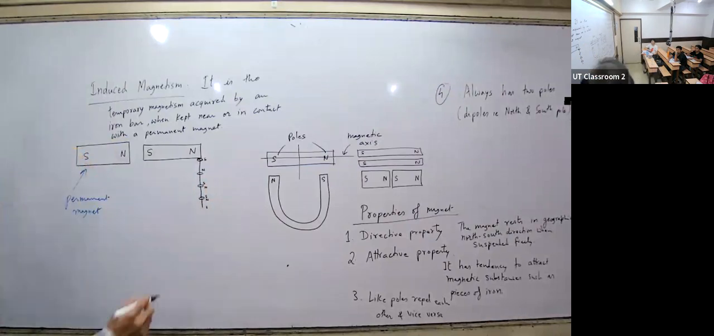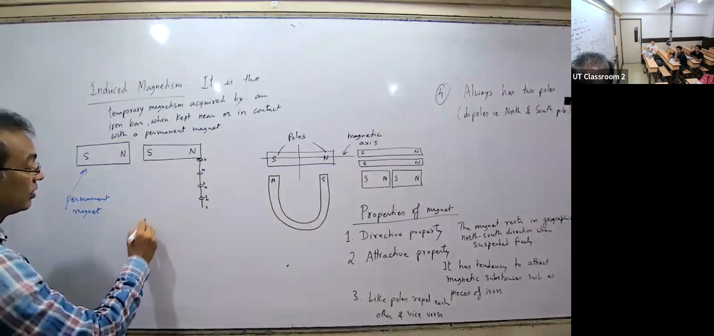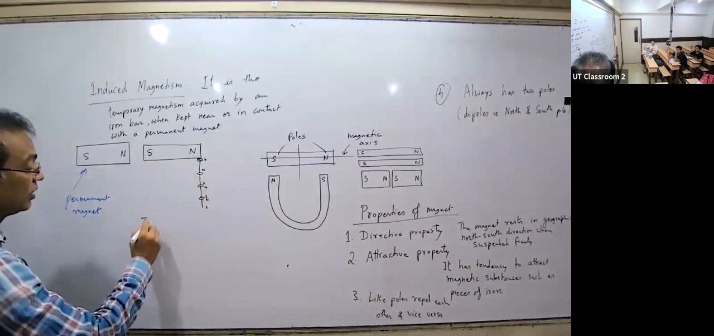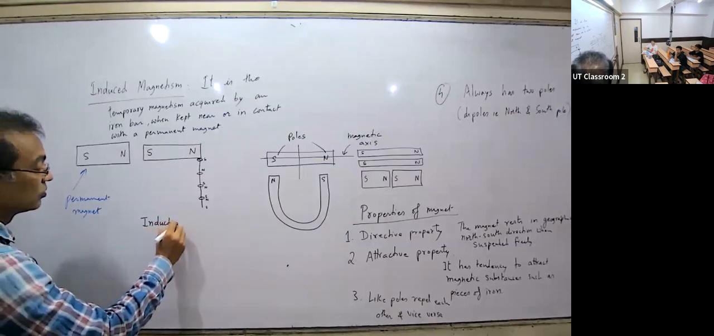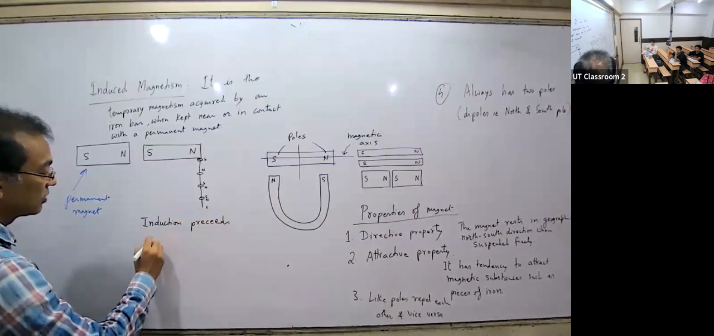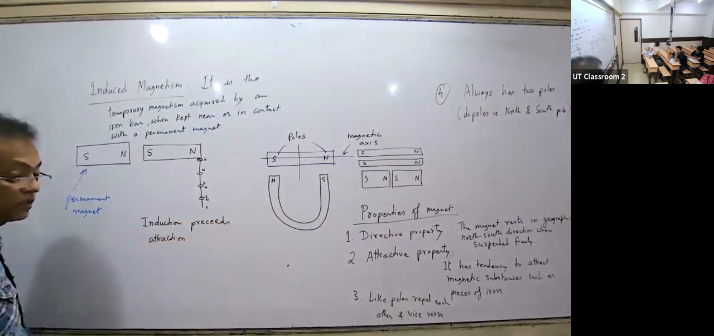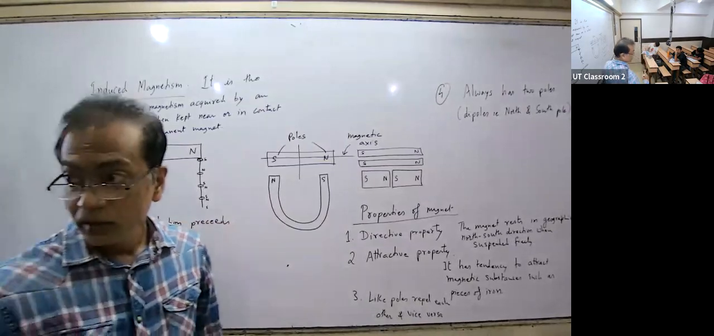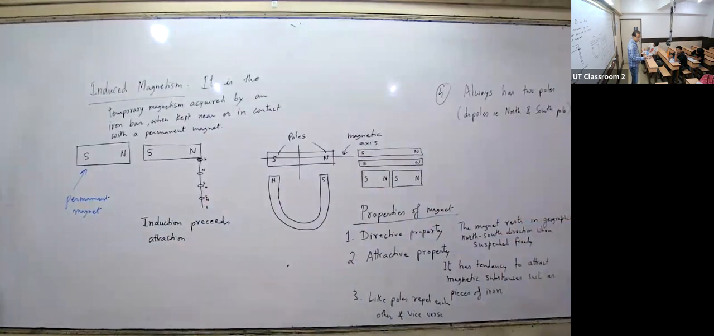Got it? So we can say induction precedes attraction. Why is it attracting? Because the magnetic substance is made temporarily a magnet. And that is why it is attracting. Okay?